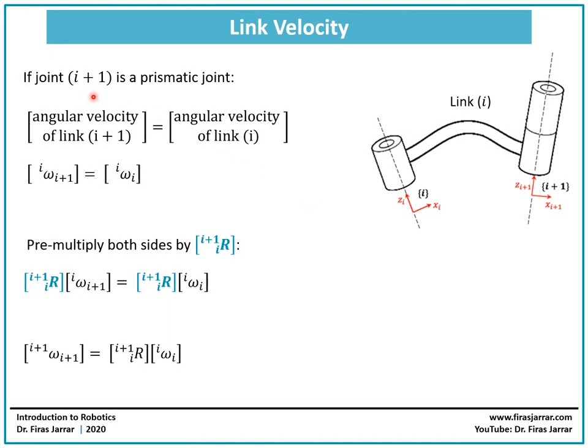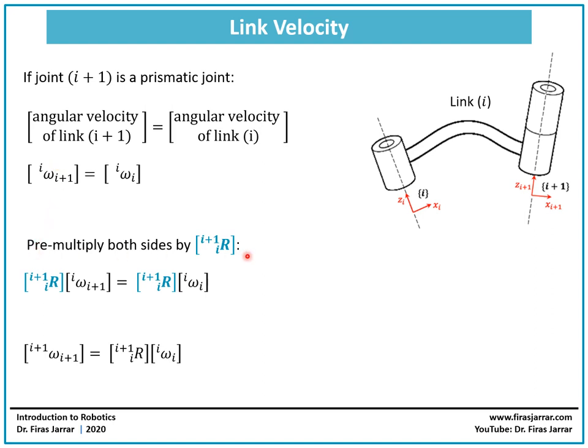The other case is where joint I plus 1 is a prismatic joint. This is straightforward, as the joint here is a prismatic joint, so it will not allow any rotation, only translation is allowed. So it also makes sense here that the angular velocity of link I plus 1 is basically going to be the same as the angular velocity of the link before it, which is link I. Expressed mathematically, omega of link I plus 1 is going to be the omega of link I, both of them expressed in the same frame.